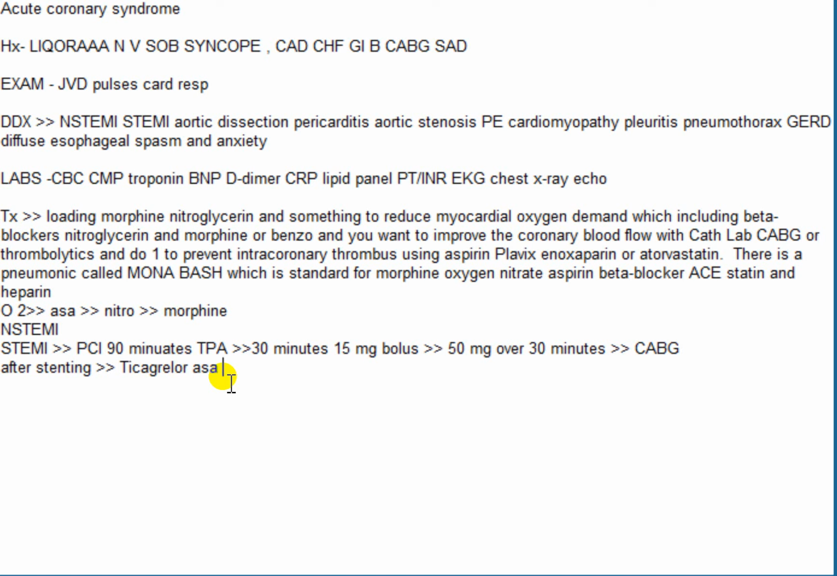Okay, so that's kind of a summary of the treatment. And the risk factors, now it's easy, everybody knows: diabetes, smoking, hypertension, hyperlipidemia, and these are the modifiable. Non-modifiable are family history and males.